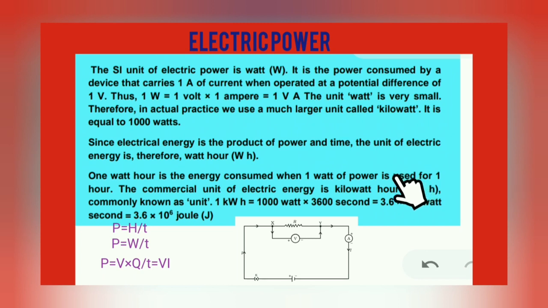The commercial unit of electrical energy is 1 kilowatt hour. So what is 1 kilowatt hour? 1 kilowatt means 10 to the power 3 watt. 1 hour means 60 minutes into 60 seconds, that is 3600 seconds. So 1 kilowatt hour means 1000 into 3600, that is 3.6 into 10 to the power 6 joule. See, kilowatt hour has another name, unit. You know that in your home electric bill it is coming in units. So we can say that 1 unit is 1 kilowatt hour.